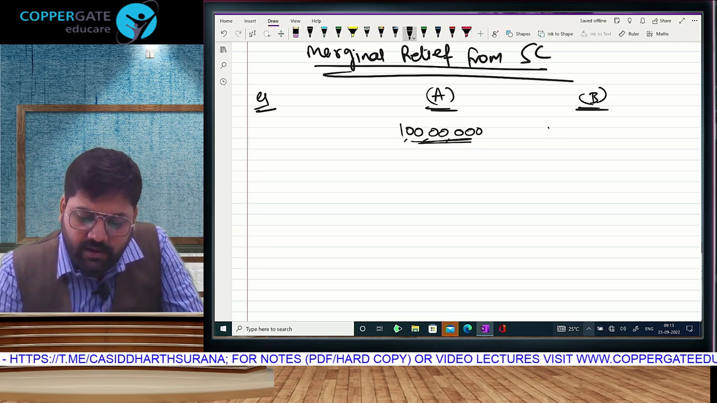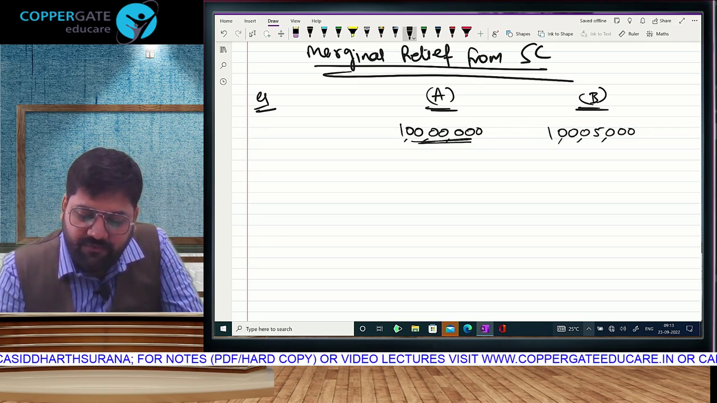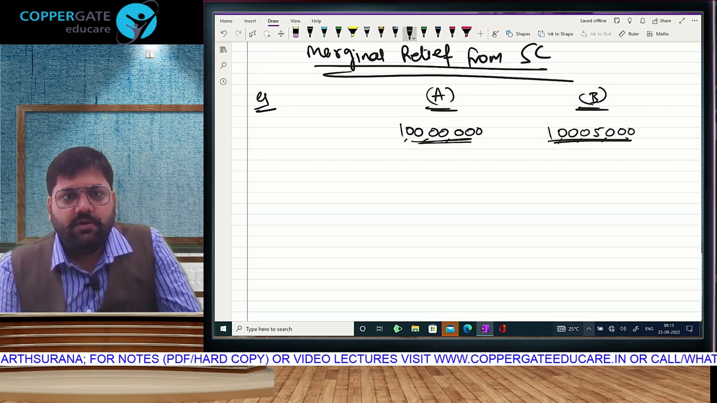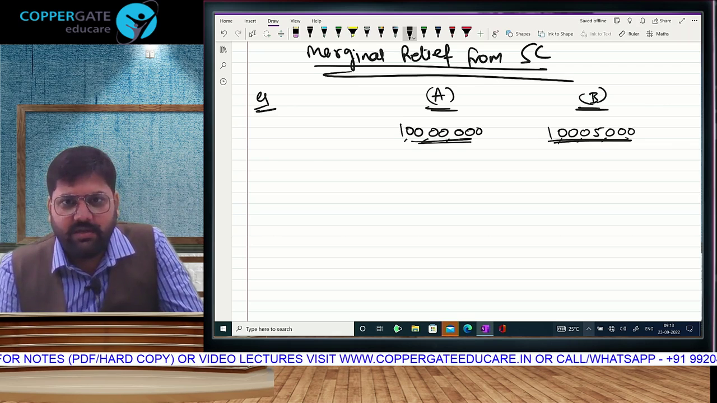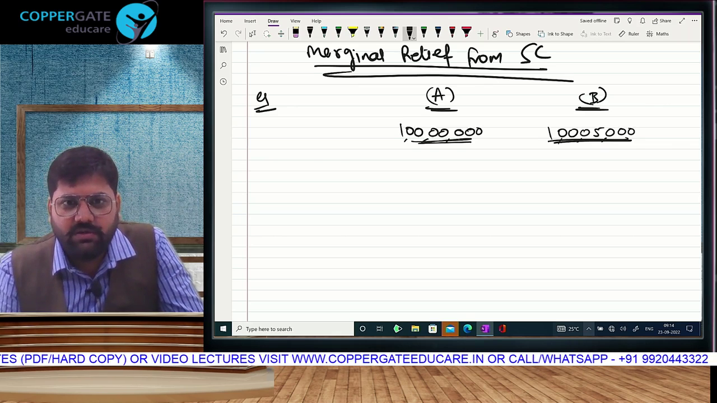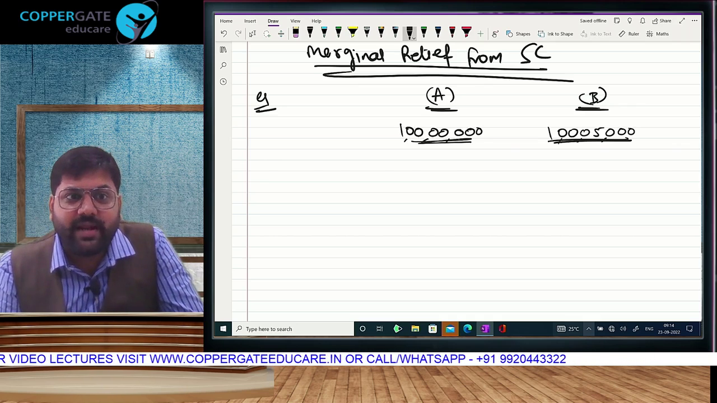Okay? And another assessee who has income of 1 crore 5,000. Two people. One person is earning 1 crore, another person is earning 1 crore 5,000. These are not impossible figures. Anyone can earn any amount of income. This is the income given to you. You have to calculate tax.